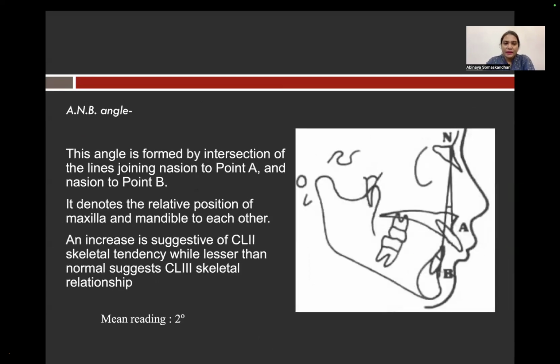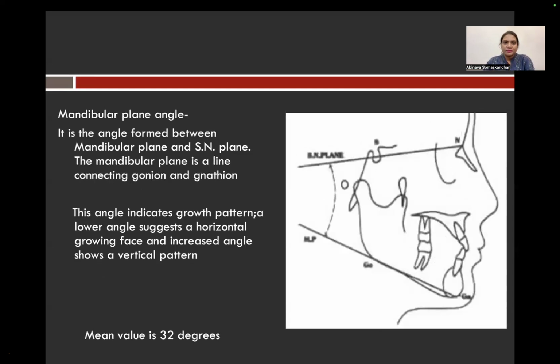Coming to the A and B angle. As the name suggests, the angle is formed by the intersection of the lines joining nasion to point A and nasion to point B. It denotes the relative position of the maxilla and mandible to each other. It is not going to suggest anything regarding the cranial base. It is just denoting the relationship between the maxilla and mandible to each other. An increase is suggestive of a class 2 skeletal tendency, while lesser than normal suggests a class 3 skeletal relationship. The mean reading is 2 degrees.